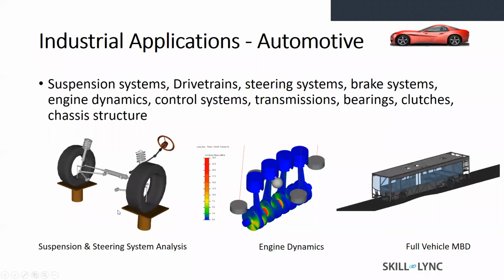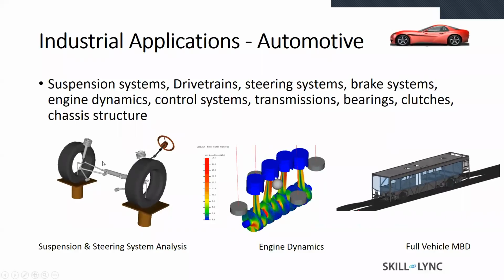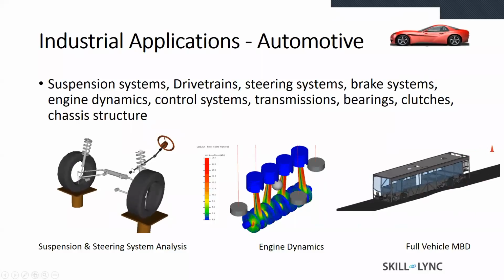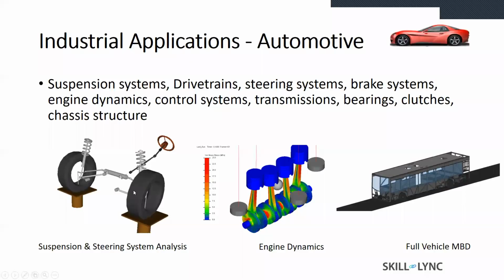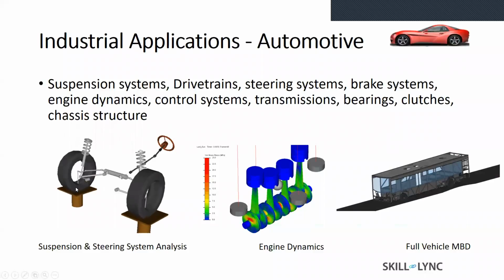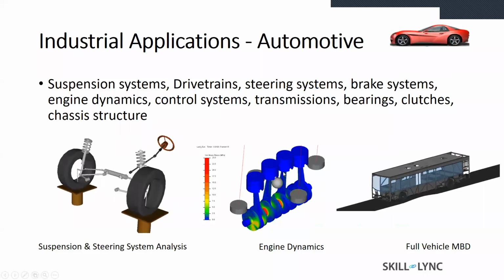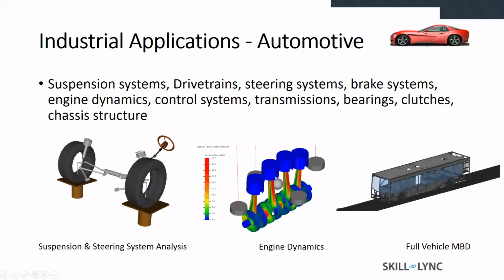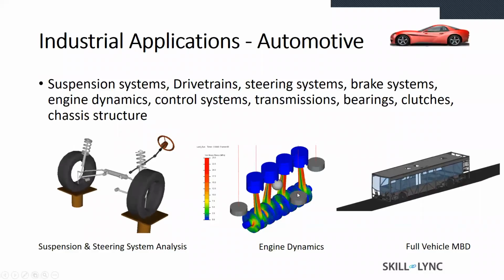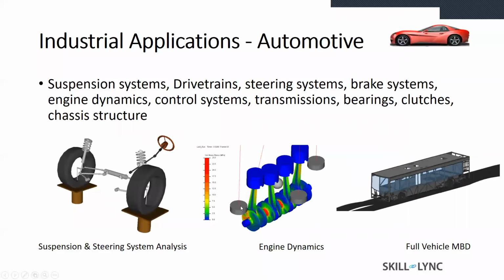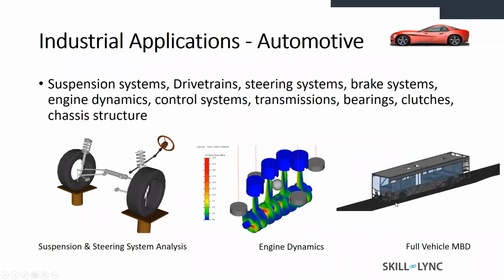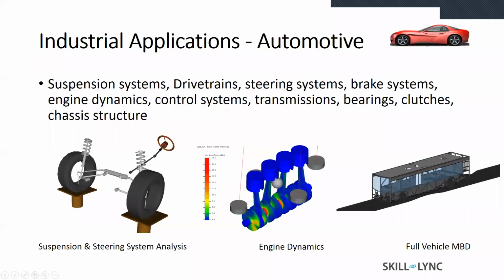If I just click on the slide, you can see some of the examples. The first example, on the left-hand corner, is the suspension analysis. The steering is also included here, so it's a suspension and steering system analysis. This analysis in particular is the static ride analysis, which is one of the most popular analyses in suspension analysis. The second one deals with engine dynamics, wherein you can get the stresses that are created when the simulation happens, and also the forces that are exerted on the mounts. And for full vehicle MBD, as I mentioned, you can calculate the body roll, pitch, etc.